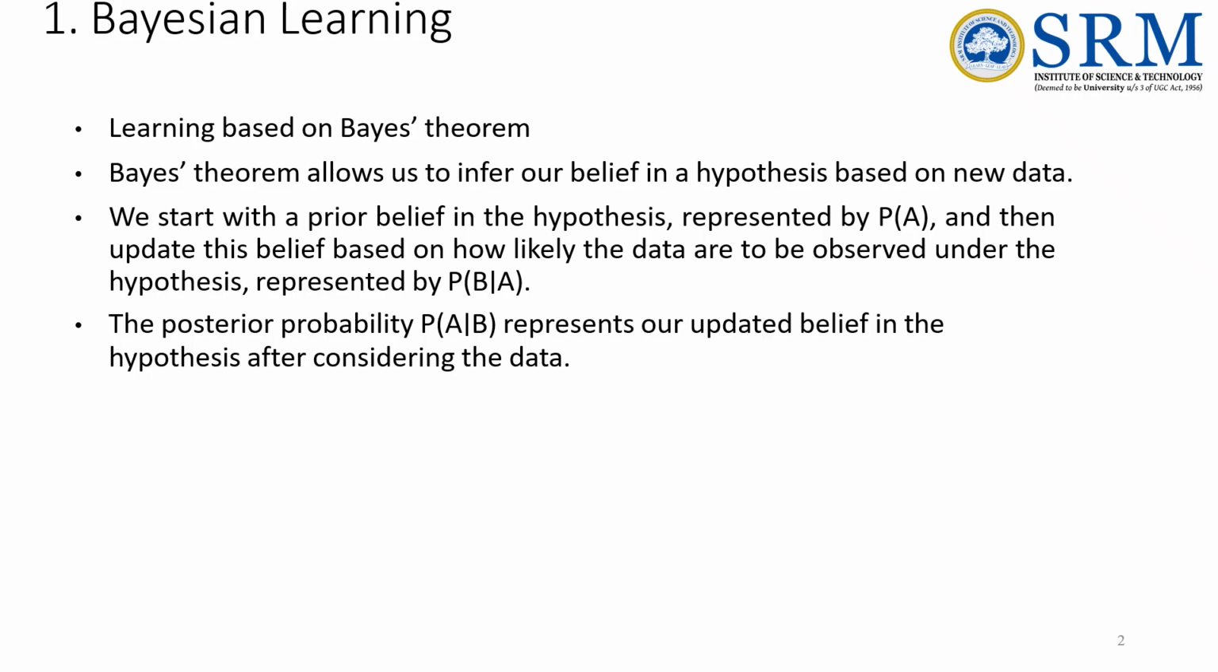Now there are different types of Bayesian learning. One is Naive Bayes. The others are Gaussian Naive Bayes, multinomial Naive Bayes, and Bernoulli Naive Bayes. Naive Bayes is used for classification problems in machine learning as well as deep learning concepts.